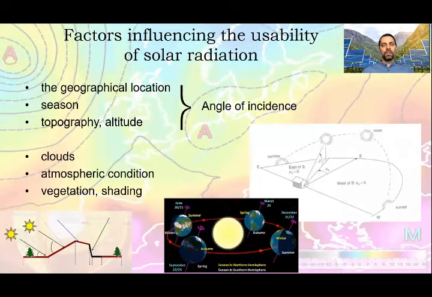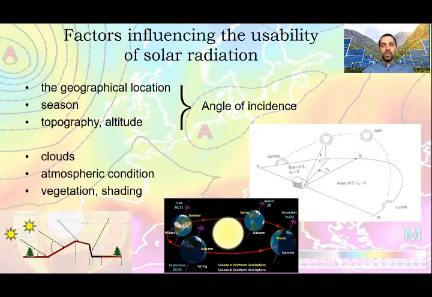Using the energy of the sun is basically a good thing, but when the sun is not shining, there is not much to do with solar energy. Let's see the factors influencing the amount, the time, and the intensity of sunshine. These things should already be known from previous chapters. One of the main factors is the angle of incidence. The higher it is, the more incoming energy. As you see, it is dependent on the geographical position, season, and the topography.